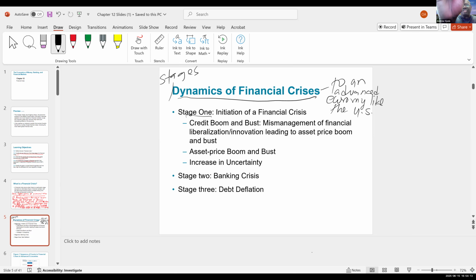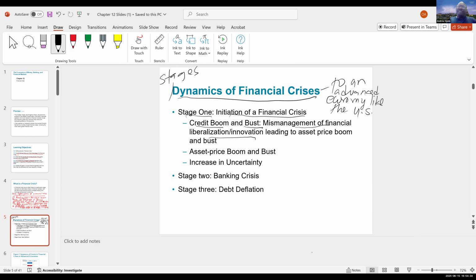So we're going to talk about the initiation of a financial crisis. We'll talk about things like credit booms and busts, and mismanagement of financial liberalization or innovation, which typically lead to asset price. But what do we mean here? The initiation of a financial crisis can take two different forms.